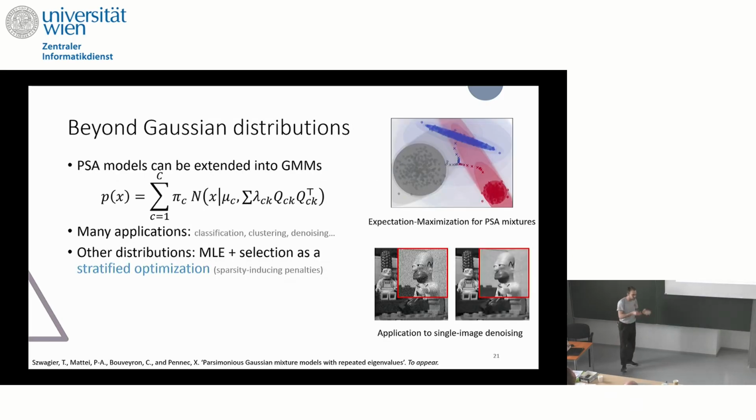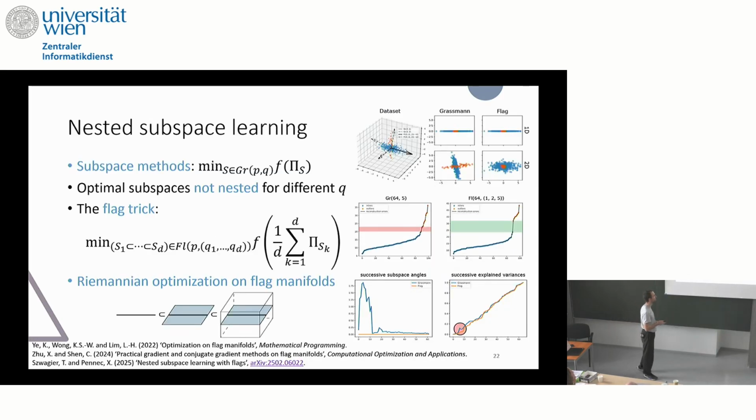Also, we can go beyond Gaussian distributions, because principal subspace analysis is more for Gaussian distributions. So we already investigated Gaussian mixture models. For that, we have to design a kind of expectation maximization algorithm, but it's a bit more complex. We have to include model selection in it, so it's a bit more tough. And we can also go towards other distributions, but in this case, the maximum likelihood estimation might involve some kind of Riemannian optimization, and the model selection might be complicated, so we might do a kind of stratified optimization, but it's also some works in progress or to appear.